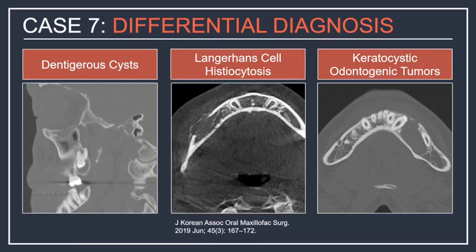So our differential diagnosis is going to include odontogenic lesions, including a dentigerous cyst, which is a pericoronal lucency associated with the crown of an unerupted tooth. We also want to think about other conditions, including Langerhans cell histiocytosis, which is typically described as a lytic lesion associated with the bone, and it can result in periosteal reaction and a floating tooth appearance. We also want to think about keratocystic odontogenic tumors, which often occur within the mandible or the maxilla adjacent to the canine and premolar teeth.